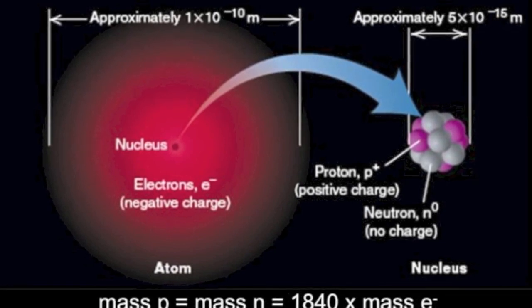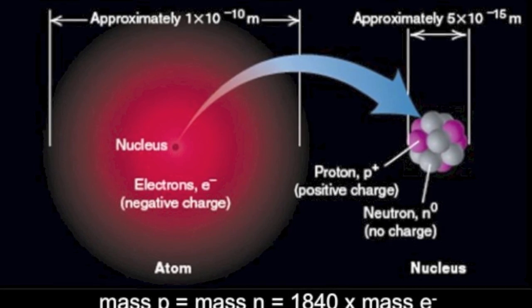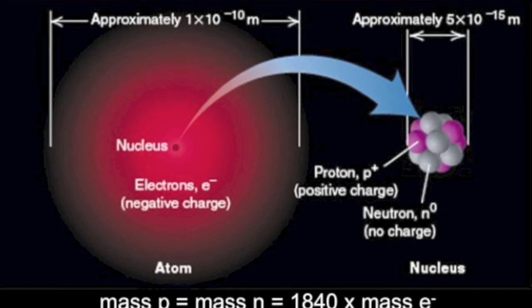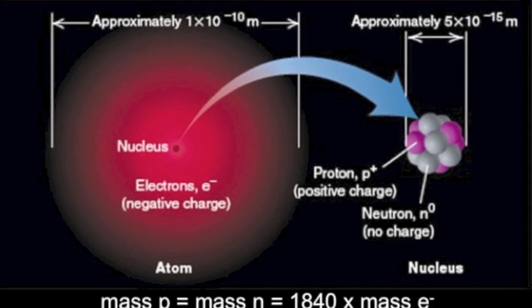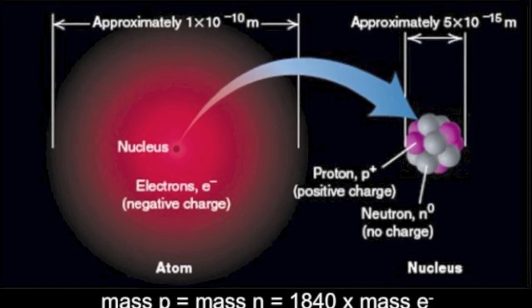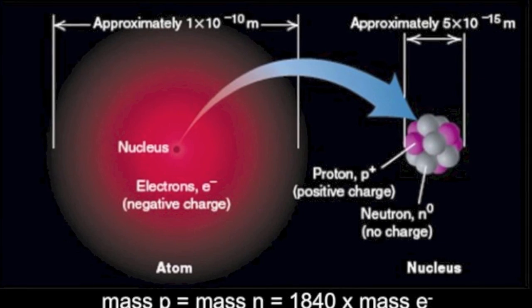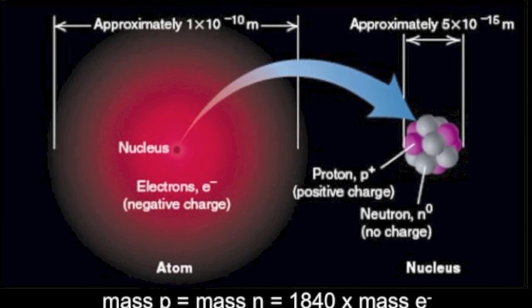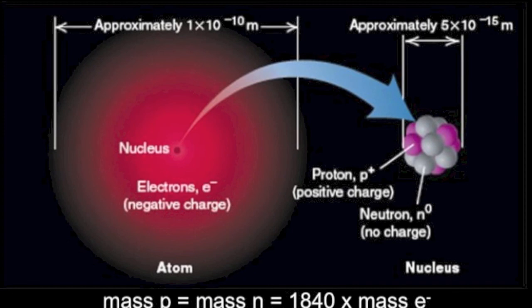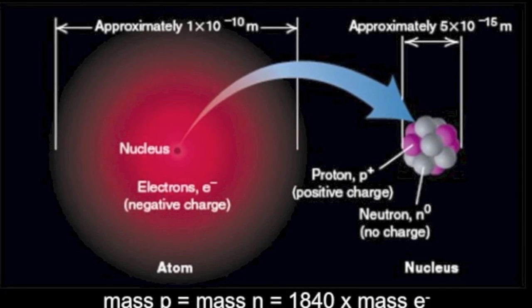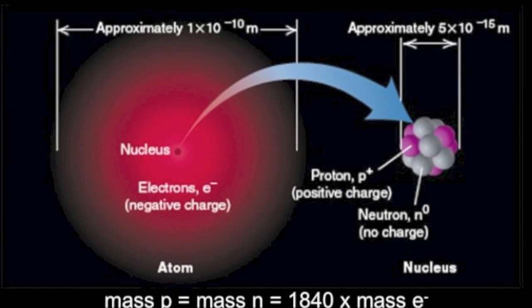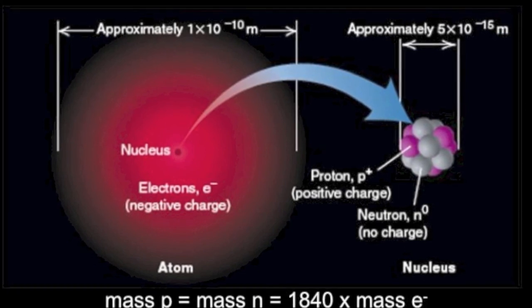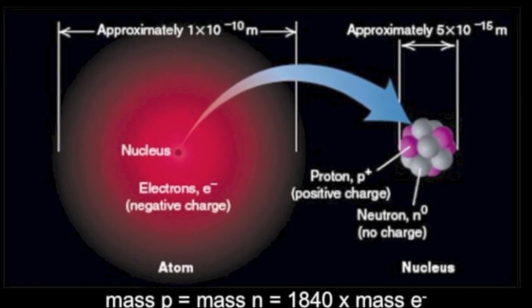So in the current model, we have the nucleus in the middle, with protons and neutrons. Protons are positively charged, neutrons are neutral, and the nucleus has a distance of about 5 times 10 to the negative 15th meters. And within that larger atom, which has an approximate distance of 1 times 10 to the negative 10th meters, we have those electrons going out. The mass of the proton is about that of the neutron, which is both about 1,840 times that of the electron.